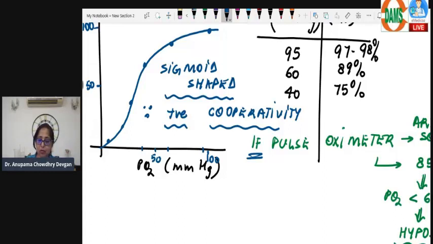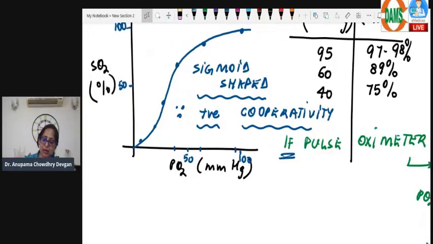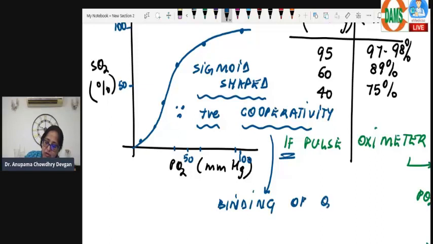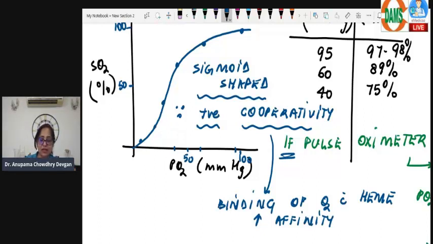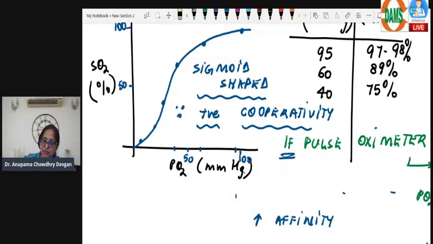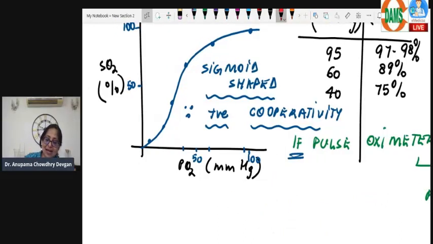What is positive cooperativity? Binding of oxygen with heme increases the affinity of heme for oxygen. Yes, increases the affinity. That is known as your positive cooperativity. Now, the next important point is, what do you understand by P50? What is P50? P50 is the partial pressure.